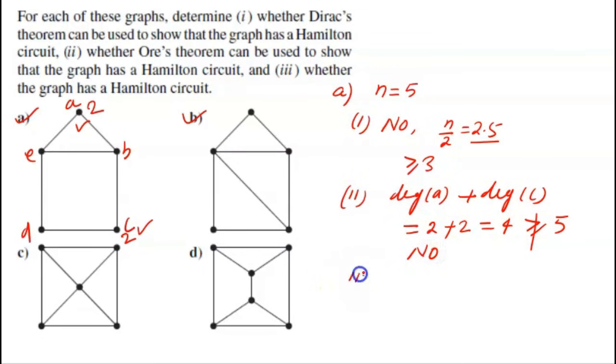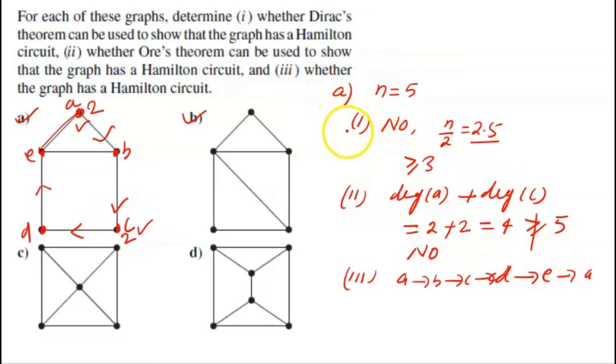The third part of the question is whether the graph has a Hamilton circuit. Clearly the graph has a Hamilton circuit. I can start at vertex A, go to B, then C, then D, then E, and then E to A. So there is a Hamilton circuit, A to B to C to D to E to A. Even though Dirac's theorem and Euler's theorem are not applicable, the graph still has a Hamilton circuit.